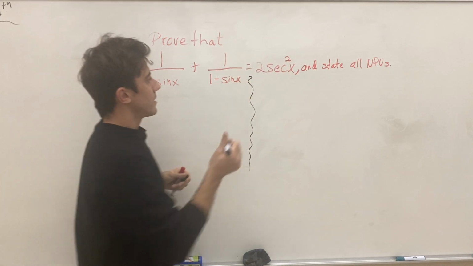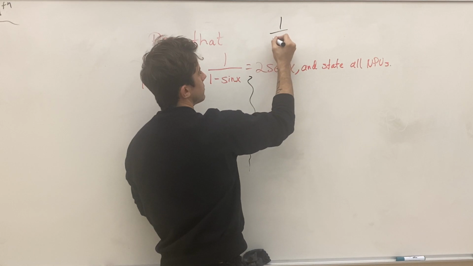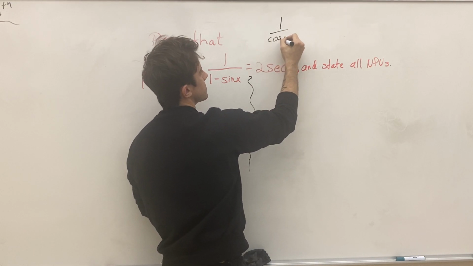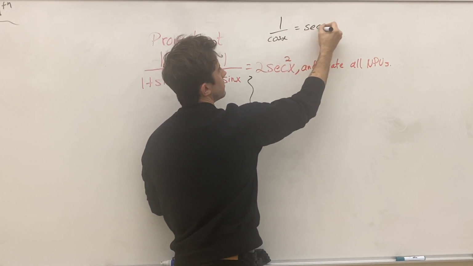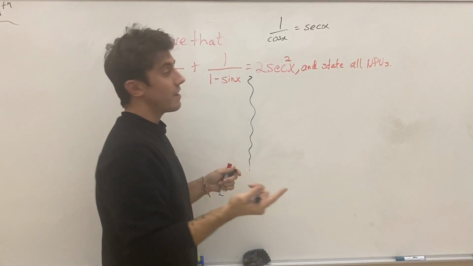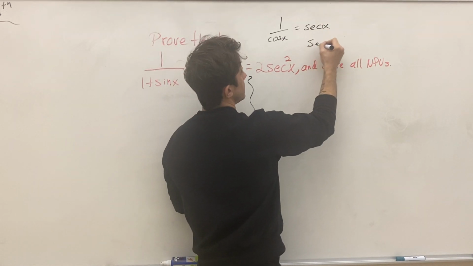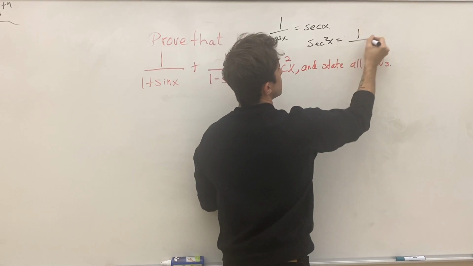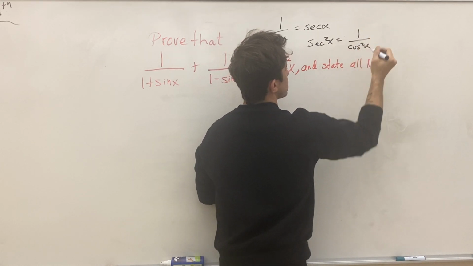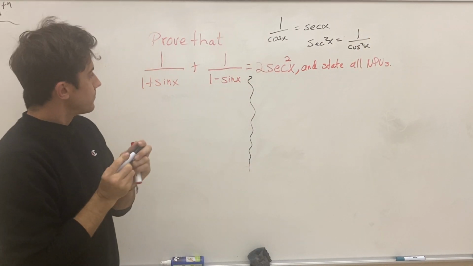I'll give you a friendly reminder that 1 over cos x is how we write our secant x, and so by that logic, secant squared x is simply 1 over cos squared x. That'll come in handy a bit later on.